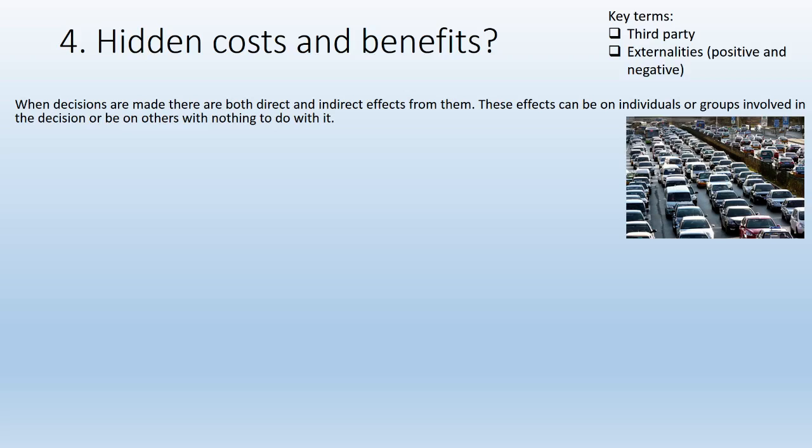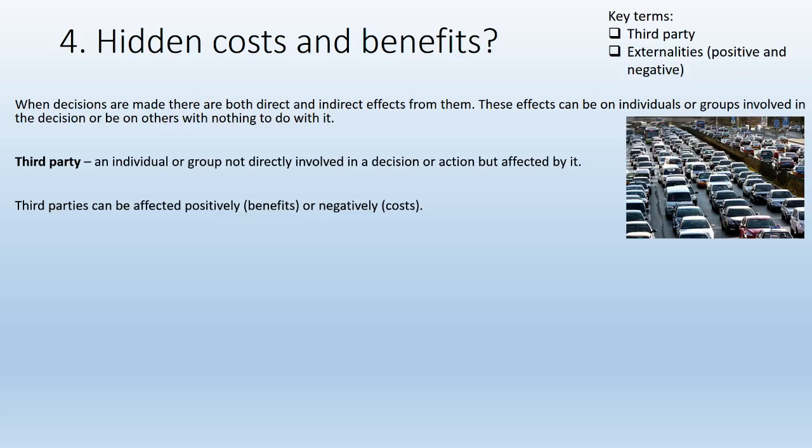Chapter 4 focuses on externalities, or what we call costs and benefits. These are the decisions that are made by business which have both direct and indirect effects. So the indirect effects on others who are not involved in the decision, they are said to be the third party. They can be affected in a negative or a positive way. So they're not involved in the decision, but they are affected by it.